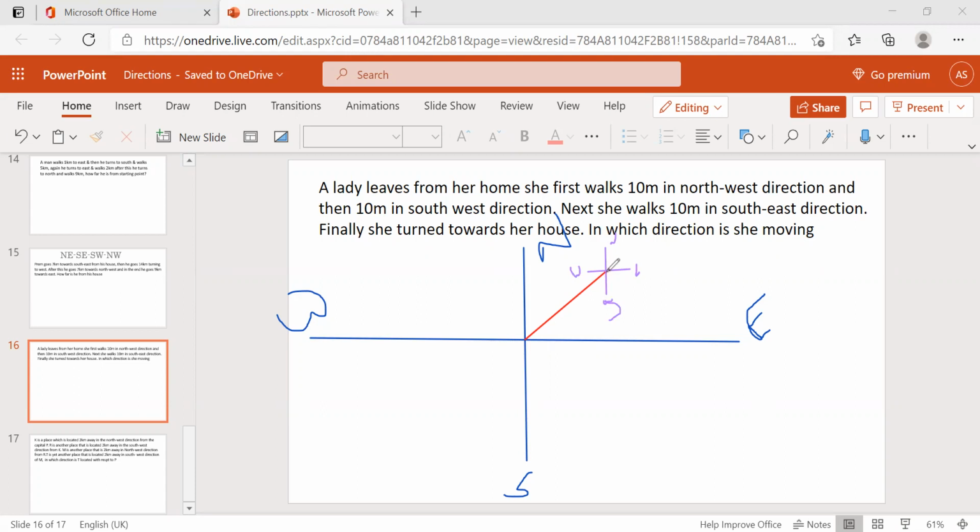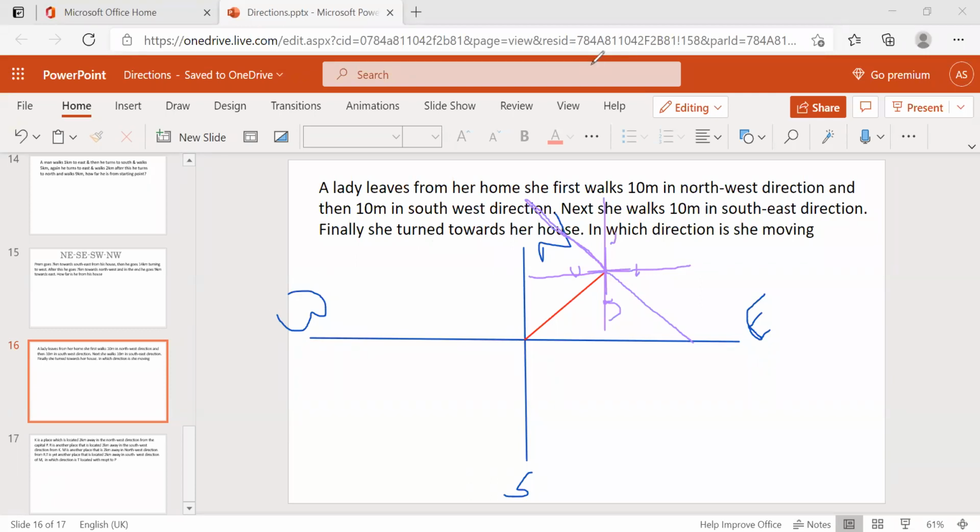So from here, if I move north, it means like this. If I move east, like this. If I move south, like this. If I move west, like this. If I move northwest, like this. And from this, if I move southeast, like this. Is it clear now? Why am I drawing this small thing? For better understanding of the directions.